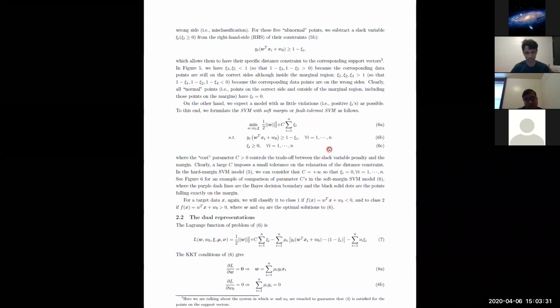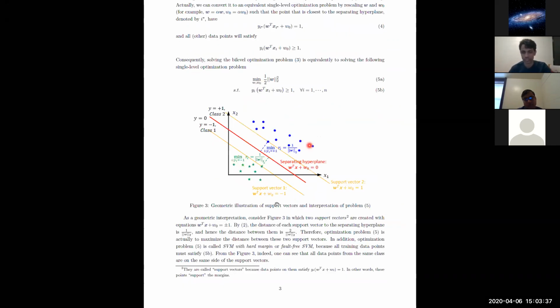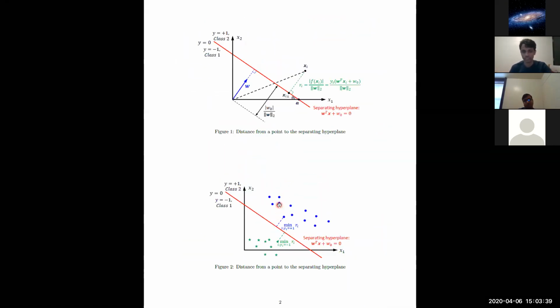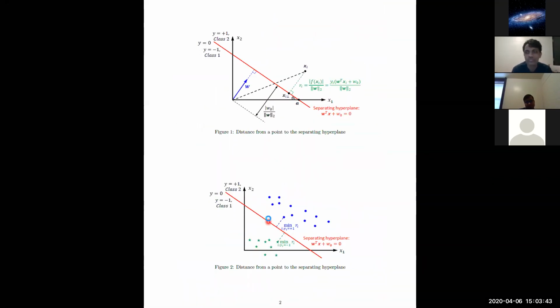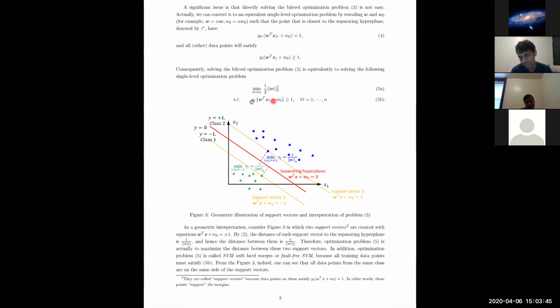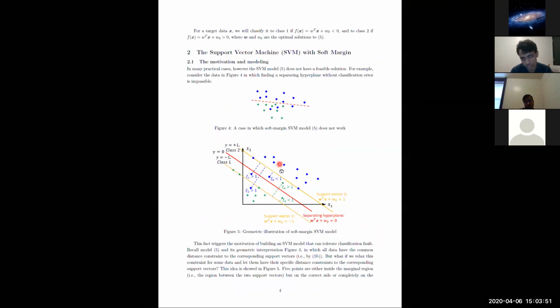We also have the soft margin SVM. The reason is that in most applications you are not going to find perfect data like this. It's almost impossible. In most cases, my data will be somewhat like this.